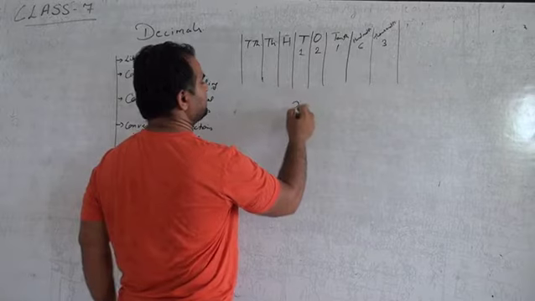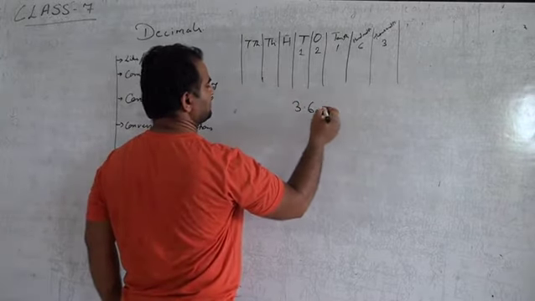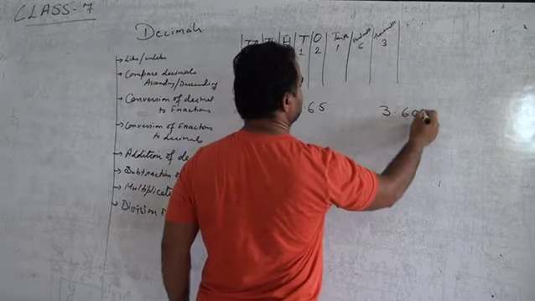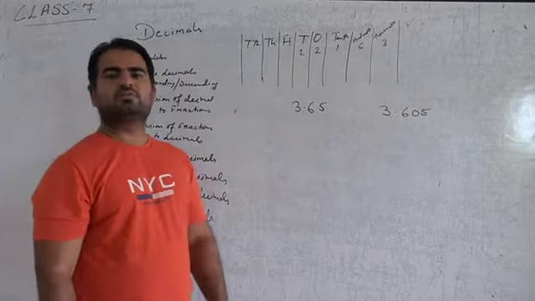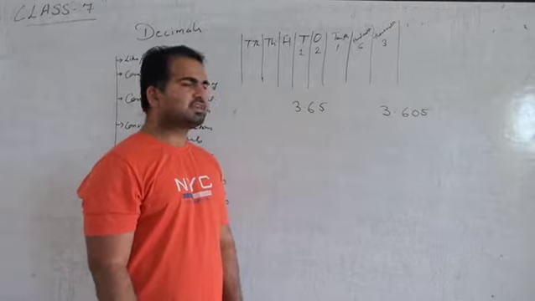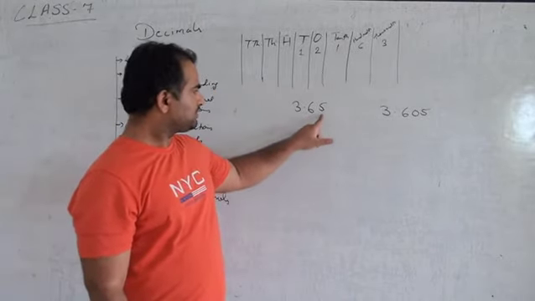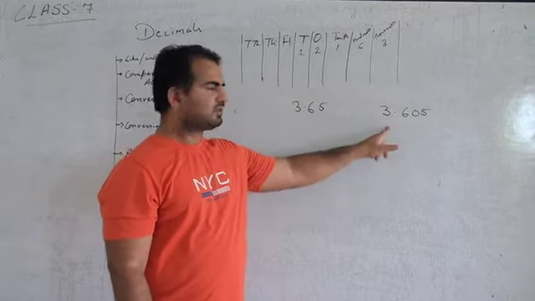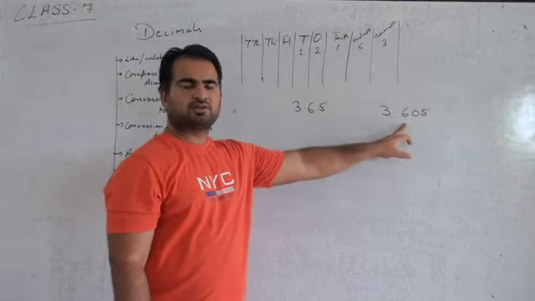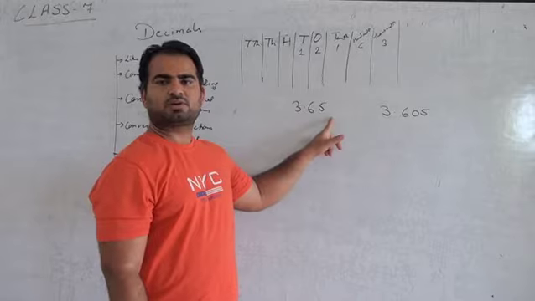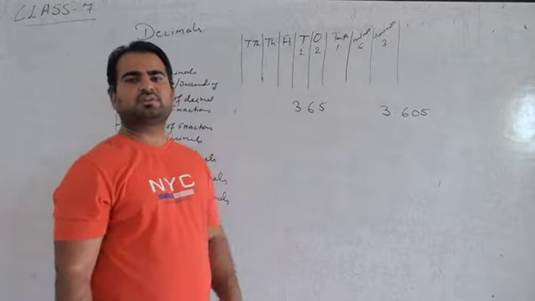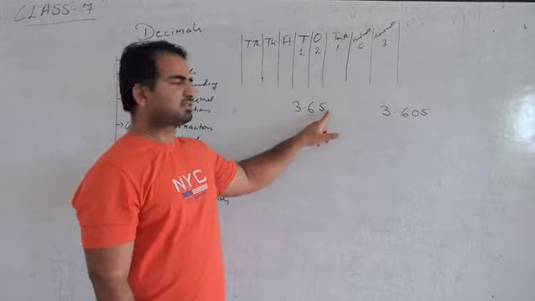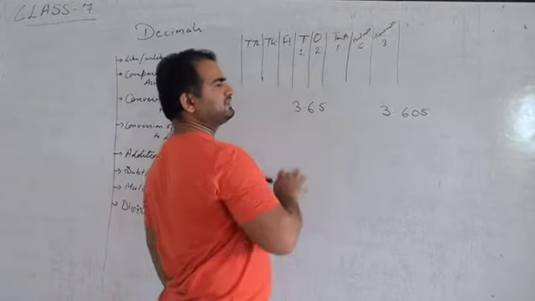The next question is 3.65 and 3.605. Which one is bigger? We can see that one has two digits and the other has 3 digits. The whole part is the same. The tenth place is also the same, but it has only 2 digits after the decimal. So first we have to write a 0 to make it 3 digits, to make it like decimals.